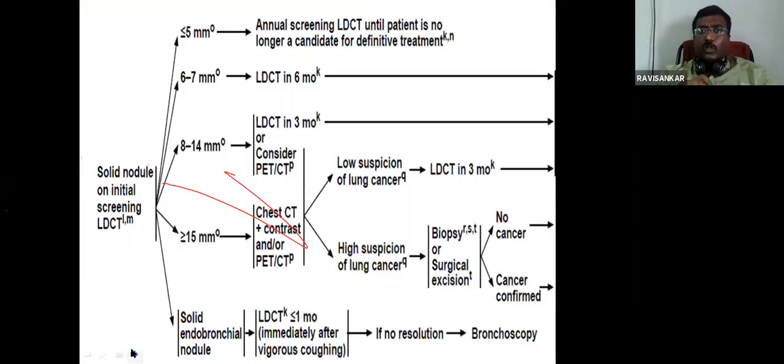So a solid nodule in a CT chest is very, very important. Anything about 5 mm needs attention; I'm talking about a solid nodule. Anything 6 mm or above needs intervention or chronic follow-up.